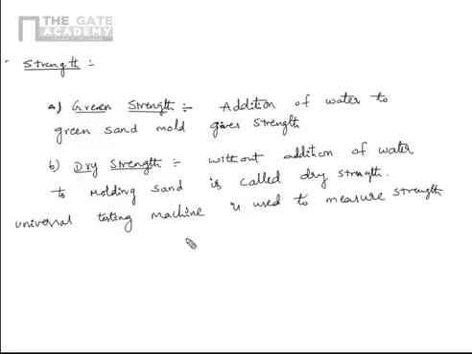Next property, the second one was strength, the third one is refractiveness. Ability to withstand high temperatures of the molten metal. Ability of the sand mold to withstand high temperatures of molten metal without producing cracks is called refractiveness.